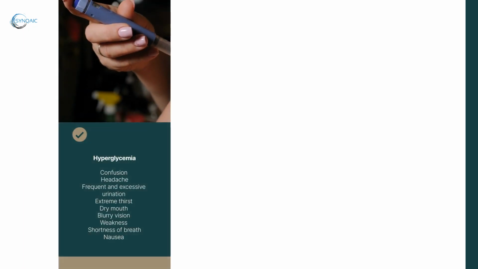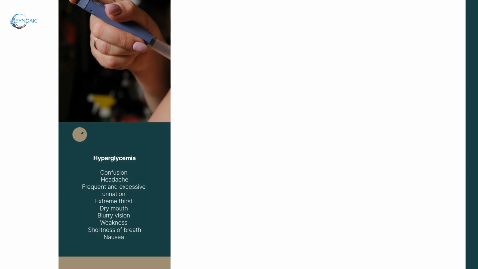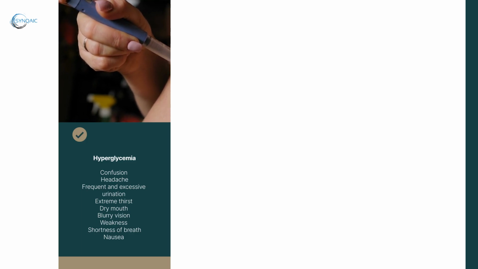Recognizing hyperglycemia and hypoglycemia signs can be easy, but sometimes it's hard to tell them apart because they have overlapping symptoms. Hyperglycemia can present with various symptoms, including confusion, headache, frequent and excessive urination, extreme thirst, dry mouth, blurry vision, weakness, shortness of breath, and nausea.